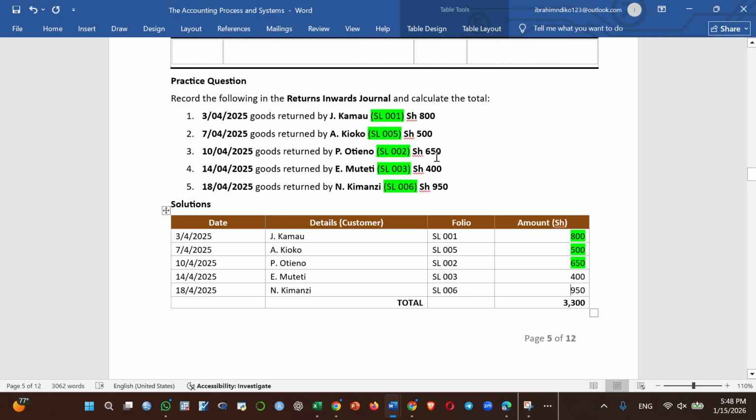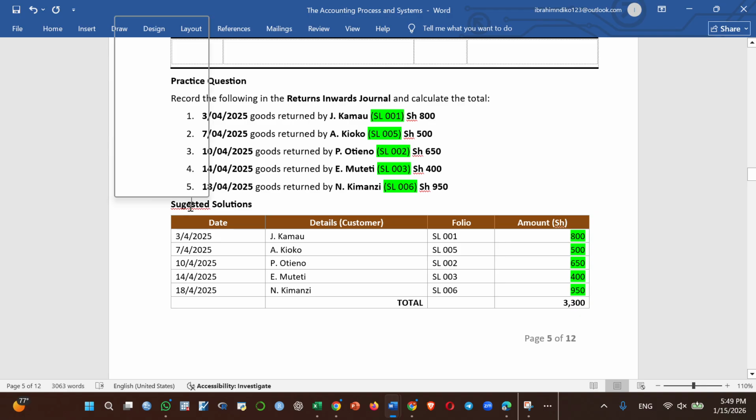And then on 14th, you repeat the procedure. So the procedure is the same for the rest. Then you add them together. Let us add and confirm: 800 plus 500 plus 650 plus 400 plus 950. That is 3,300. So this is the suggested solution.